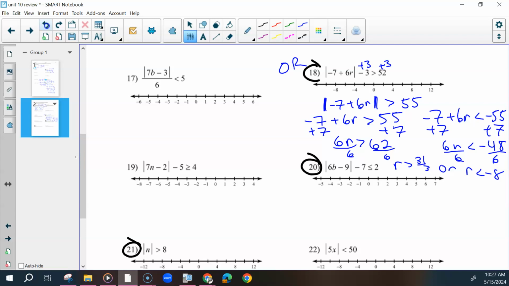We have r is greater than 31/3 and r is less than -8 because the sign would change direction because we divided by a negative. Or divided and it was negative, sorry. Sorry, that's what you just asked. No, this actually wouldn't change by that, because we didn't actually divide by it. Okay. If you divide by a negative, you have to do like this. Yes.